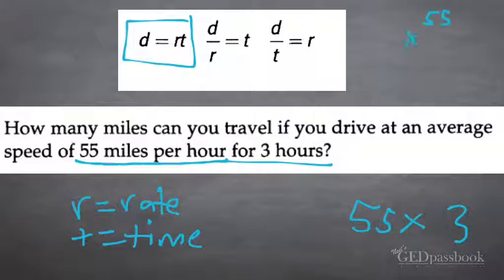What's 55 times 3? Well, somewhere on the side you guys should be doing this. What's 5 times 3? What's 3 times 5? Plus 1? 165. So just with that formula alone, you multiplied your rate times your time, and you officially found your D, your distance. A distance of 165 miles.